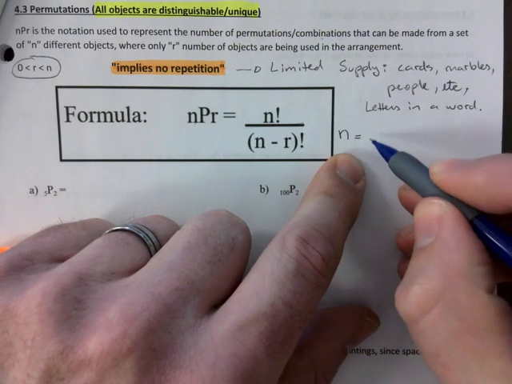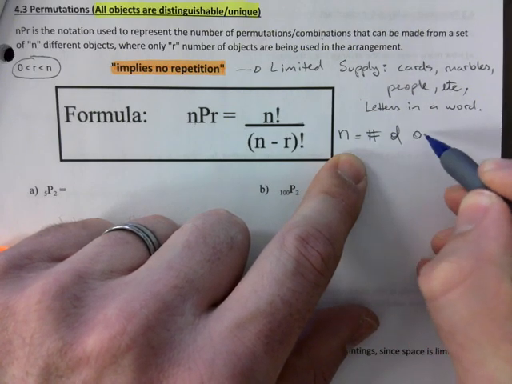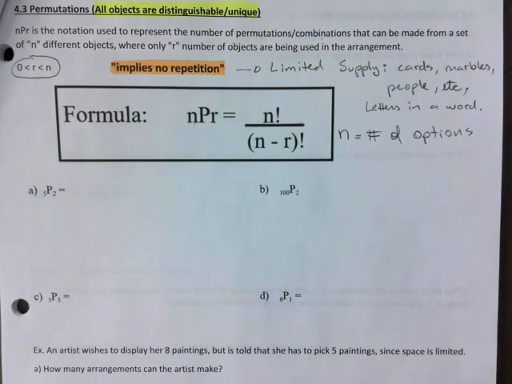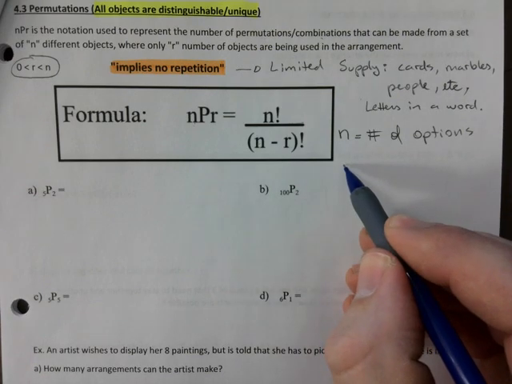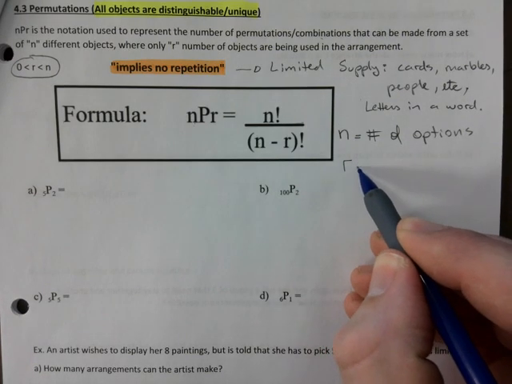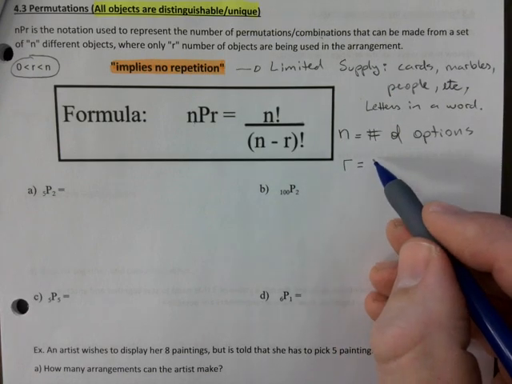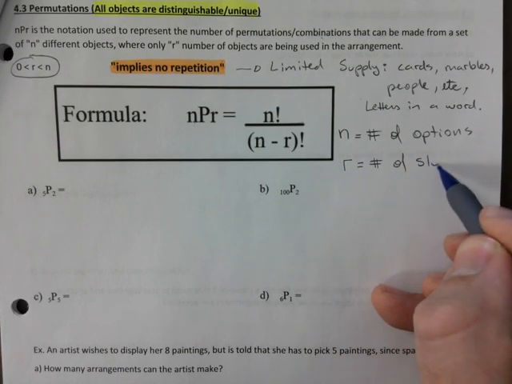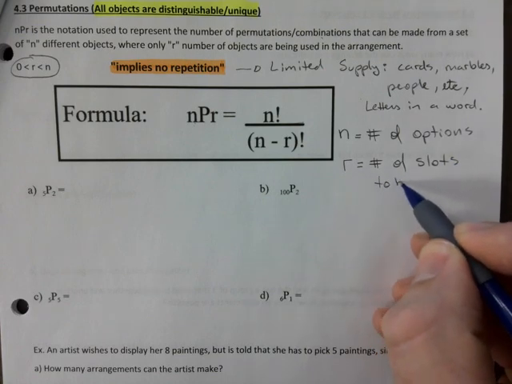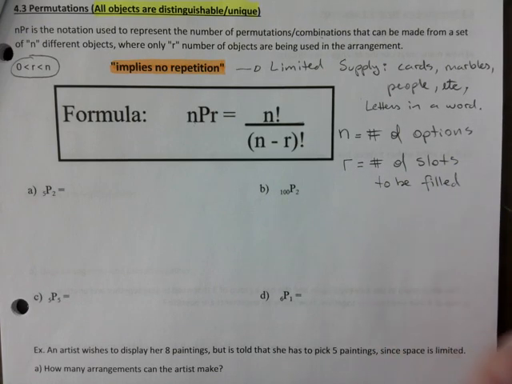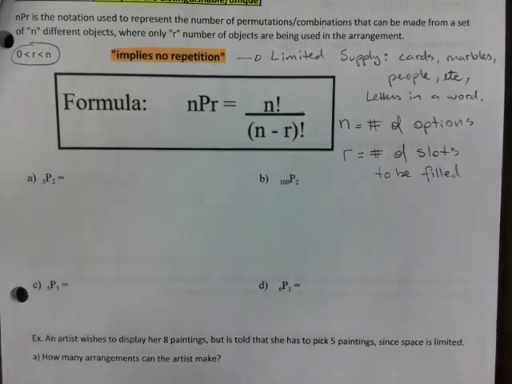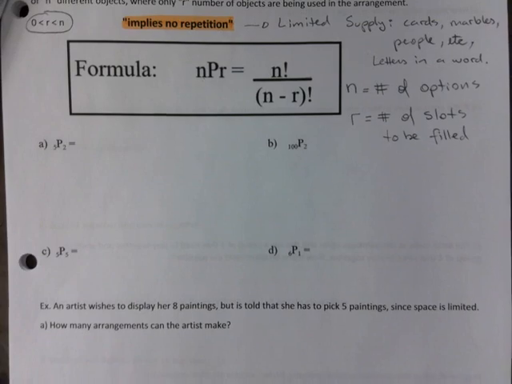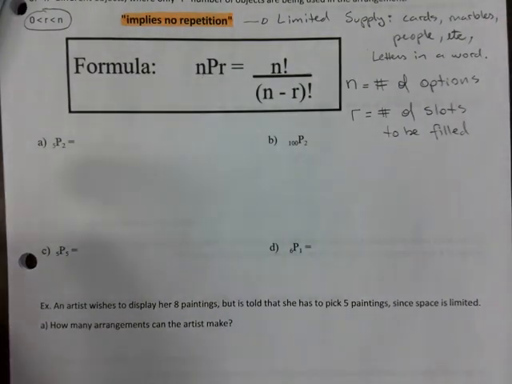n is equal to the number of options you have, like, what are the total number of options you have available? And r would be the number of slots to be filled. Think of it that way. So we're going to word problems. That's where I really want to go, but I will show you a couple of just basic calculations.